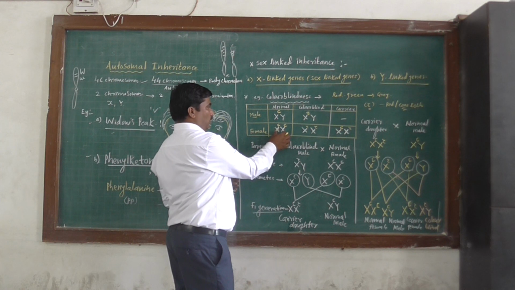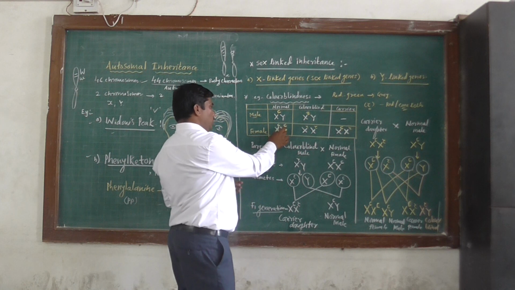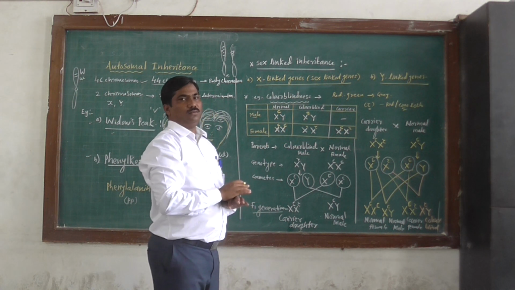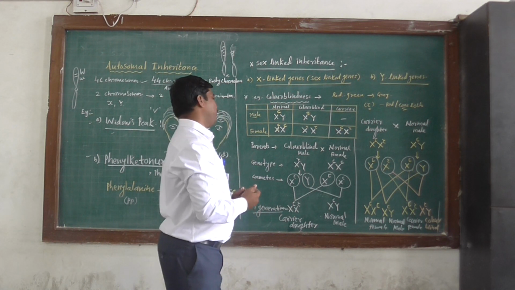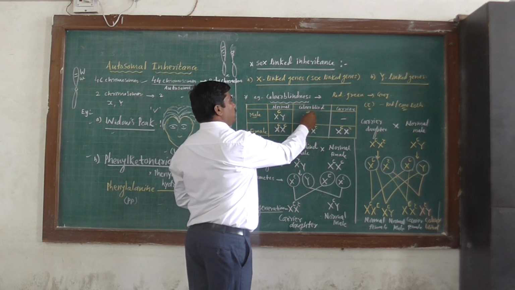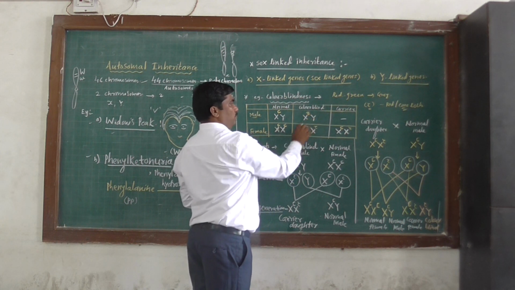This genotype makes this phenotype. So this individual is normal, because due to the normal gene, these color sensitive cells are synthesized. Then a colorblind male has the recessive gene, that is X small c, Y.